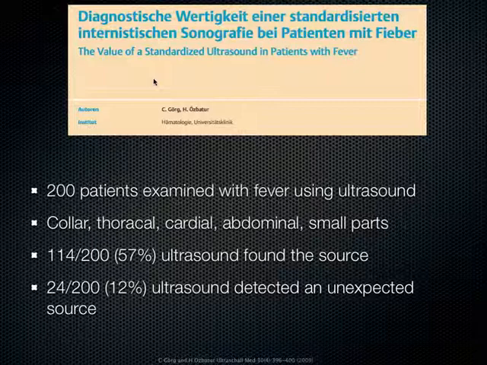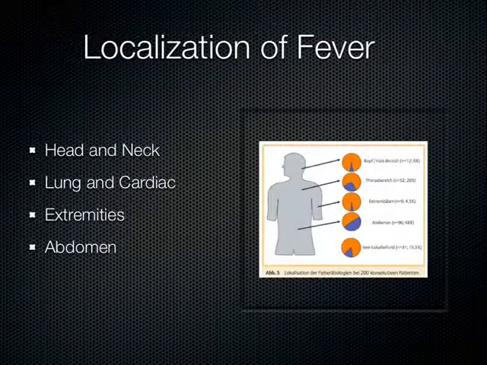What they did was take 200 patients with fever and evaluate them using ultrasound, examining the areas of the collar, thoracal, cardial, abdominal, and small parts. Out of these 200 patients, 57% of the time they were able to find the source using ultrasound, and 12% of the time the ultrasound detected an unexpected source they weren't even considering in the workup. To expand on this, I'm going to walk through this stuff.